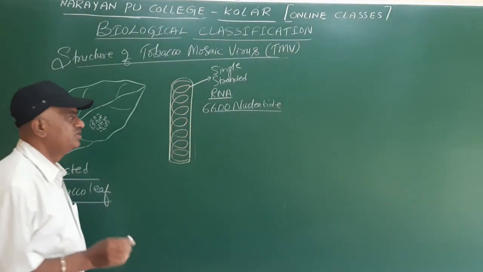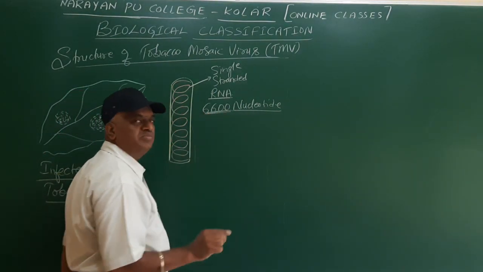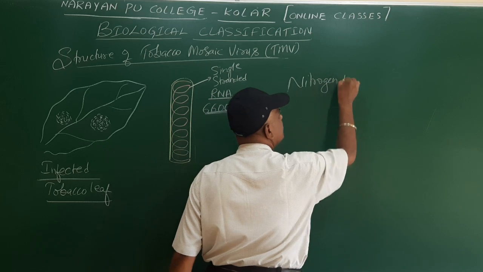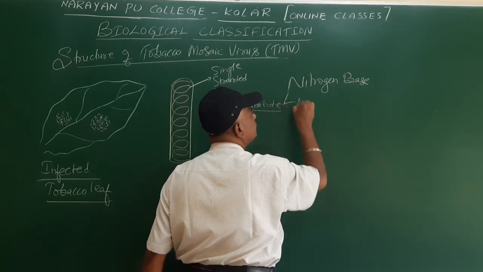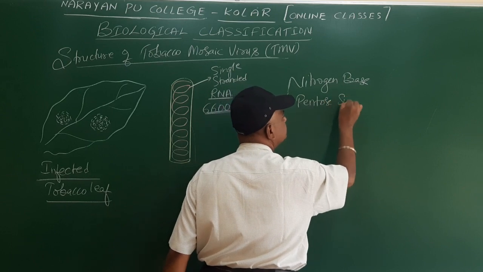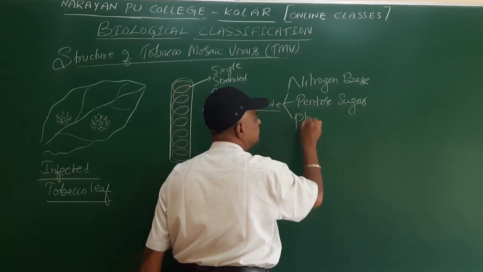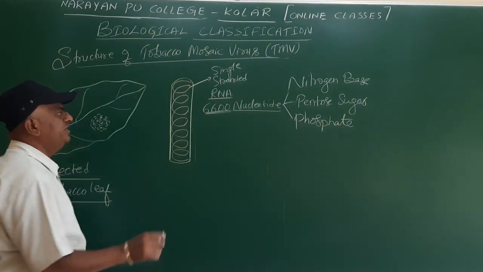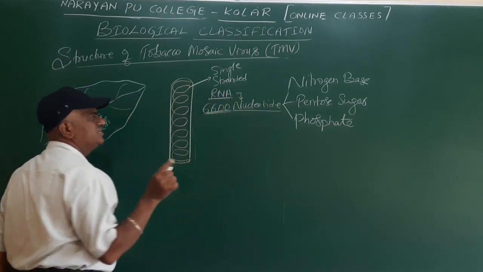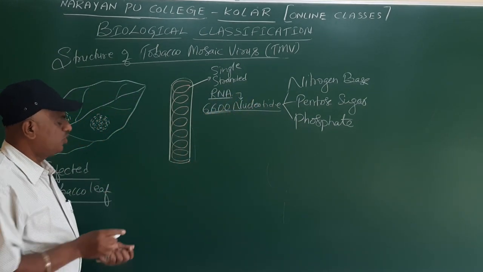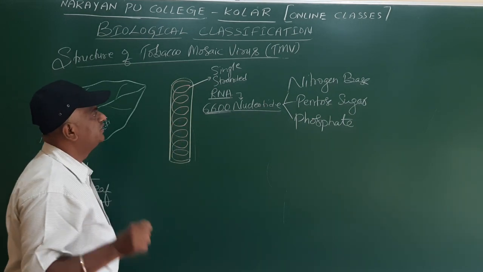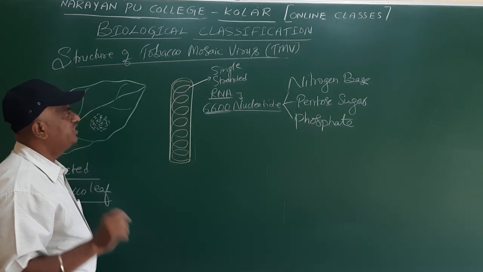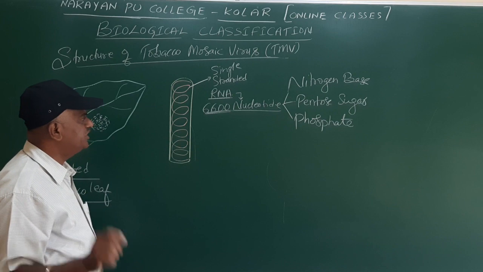6,600 nucleotides. The word nucleotide is nothing but the combination of nitrogen base, pentose sugar and phosphate. All these three together form a nucleotide. In single-stranded RNA, 6,600 nucleotides are present. This is about the genetic material. The genetic material is single-stranded hollow RNA.